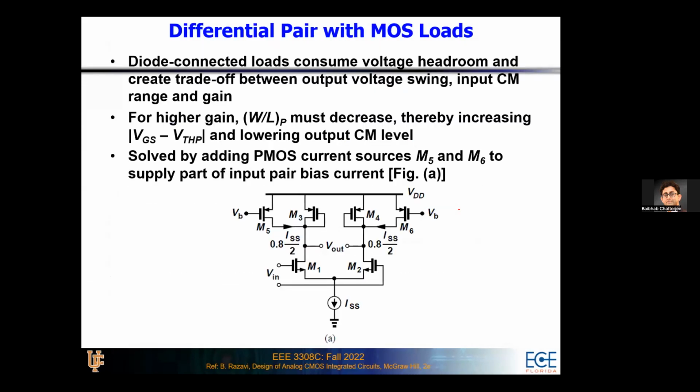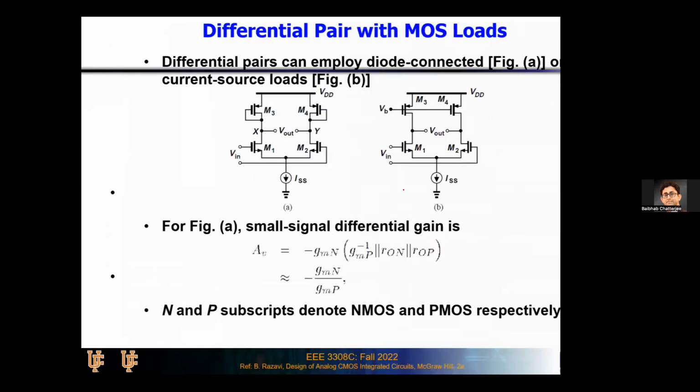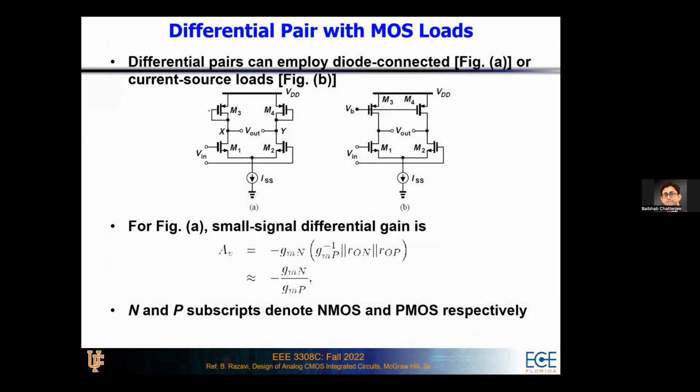Okay. Now, what we wanted to discuss here was differential pair with MOS loads. So in the previous circuits, you saw that all the differential pairs had resistances connected as loads. But instead of resistances, you can connect a MOSFET as a load, right? Because you already know that looking into the source or the drain terminal of a MOSFET, you'll see a particular amount of small signal resistance.